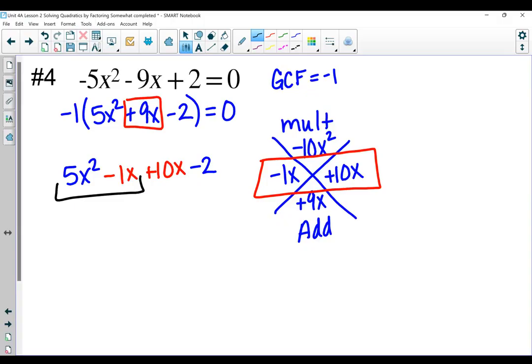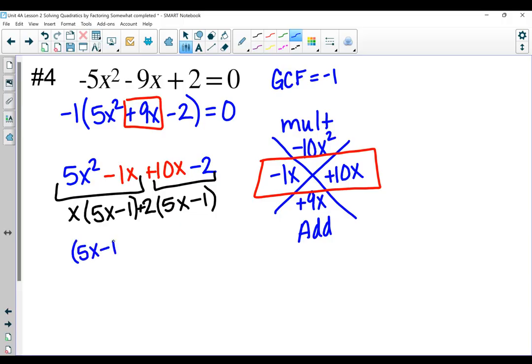I group the first two terms. They have an x in common, leaving me with 5x minus 1. I group my second two terms. They have a positive 2 in common, leaving me with 5x minus 1. I know I'm factoring by grouping correctly if my parentheses match. They do. So that's going to become my first factor, and the outsides become my second factor. Now that I have factored form in my quadratic, I can set each of these factors equal to 0 to create my mini equations to solve.